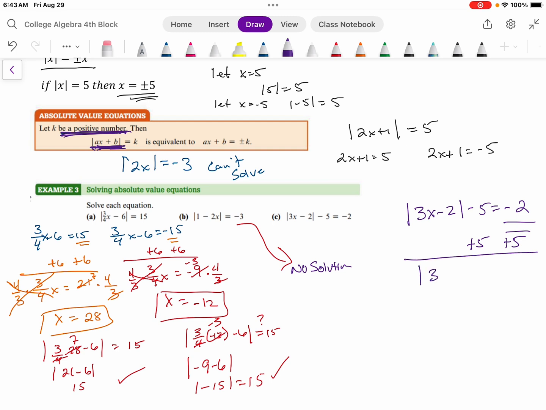And get the absolute value of 3x minus 2 is equal to 3. Now I can make a decision: is this a no solution or do I need to keep on working? Since it's equal to a positive number and the absolute value bars are isolated, I can say 3x minus 2 equals 3, and 3x minus 2 equals negative 3. Then we can start solving for our answers, and then we should always check our answers.